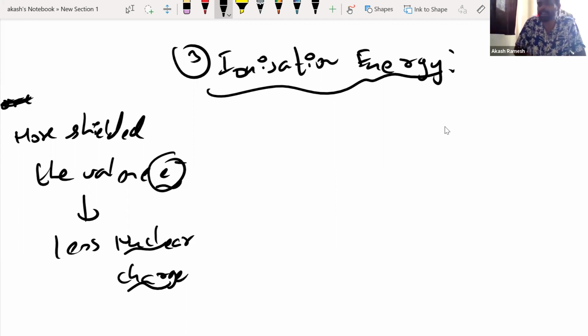But there, I told you, the modern definition of ionization energy and the definition given by Bohr were a little different. Is it not? Can someone tell me what was the difference there? What is the basic difference between the modern definition of ionization energy and the definition we saw in Bohr's model?